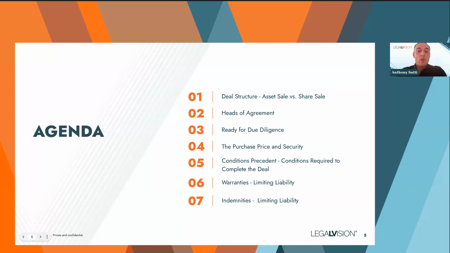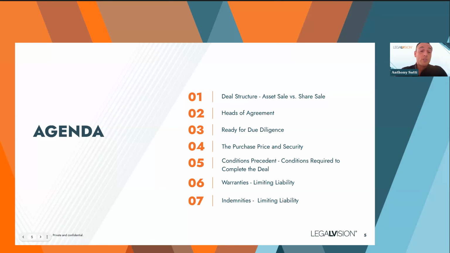Cool. So today we'll be discussing a variety of things. As you can see on this slide, we'll be going into, first of all, a little bit about which deal structure you should approach, a brief slide on term sheets or heads of agreement, getting ready for a sale of your business, and then we'll go into some very specific areas of negotiation within the sale contract, mainly around purchase price, conditions precedent, and then trying to limit your liability as sellers in the spaces of warranties and indemnities.